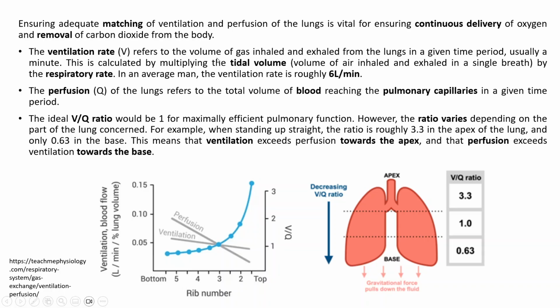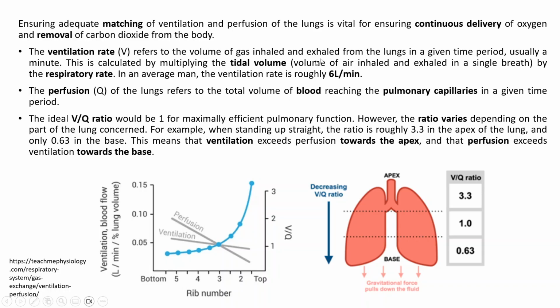Now it's good that we talked about what the tidal volume is, because it is about 500 ml, right? The volume of air inhaled or exhaled in a single resting or quiet breath, and you multiply this by the respiratory rate. In an average man, of course, this would be different, even between men, and obviously between men and women. The ventilation rate could be calculated roughly as 6 liters per minute.